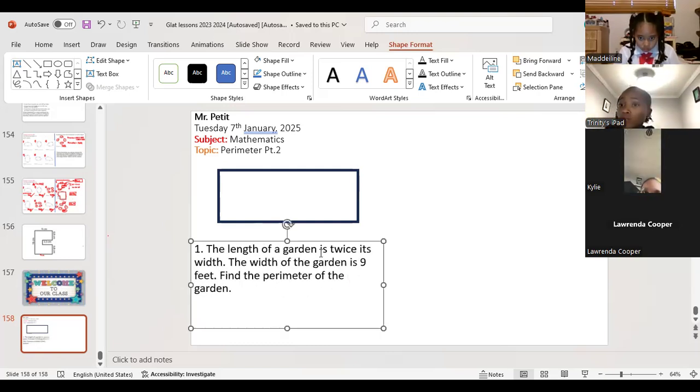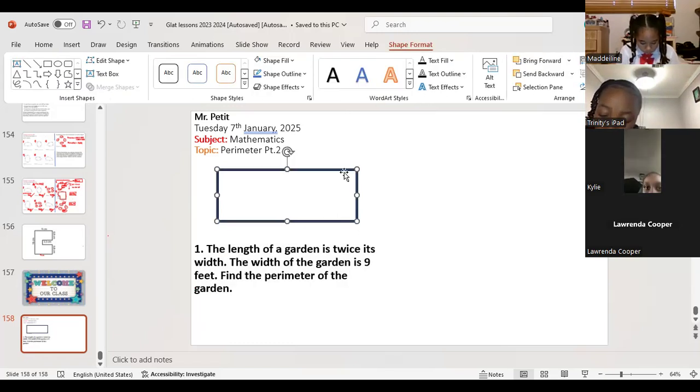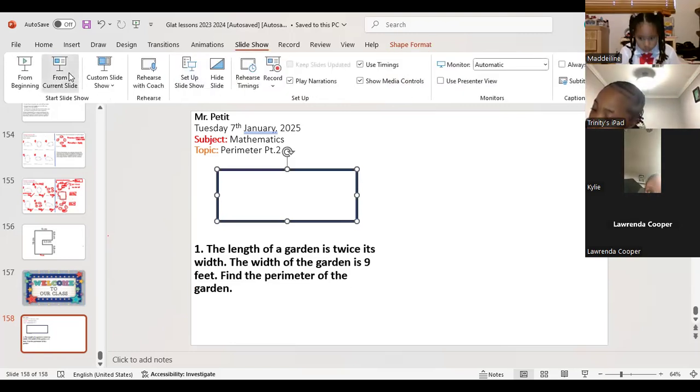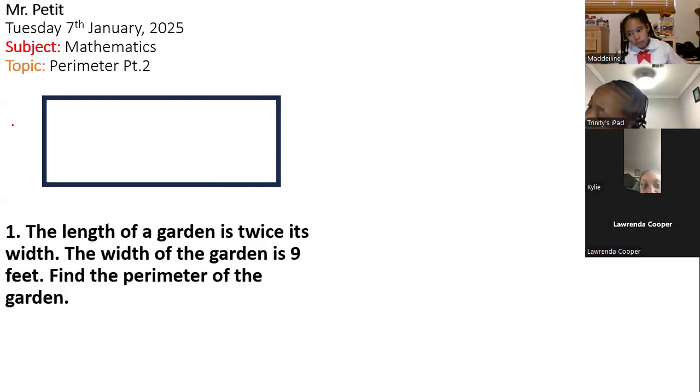So the length of a garden is twice its width. The width of a garden is 9 feet. Find the perimeter of the garden. So let's say that we have this garden. Let me label this. This is going to be, say, 9 feet. Now, I didn't make this question up. This question came literally from your exam.